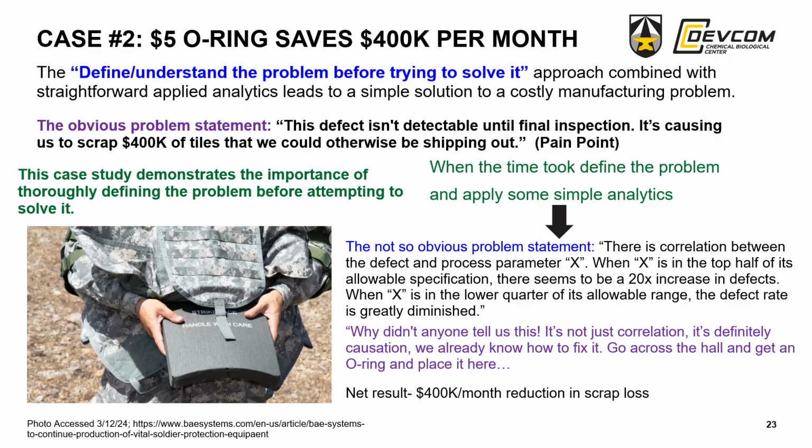And the point here is we didn't have to come up with a scientific solution to figure out what the exact mechanism was causing this defect. Someone in the company already knew the workaround, the engineering level solution, and it was a $5 O-ring. And that's a huge savings to a 150 person company.